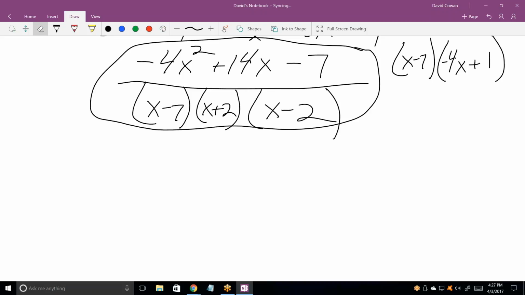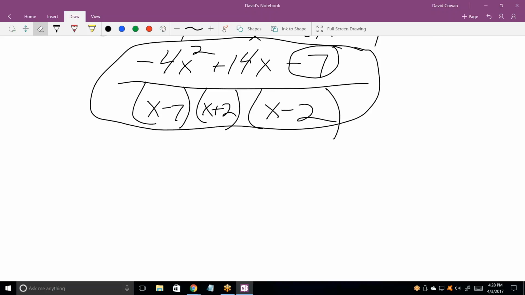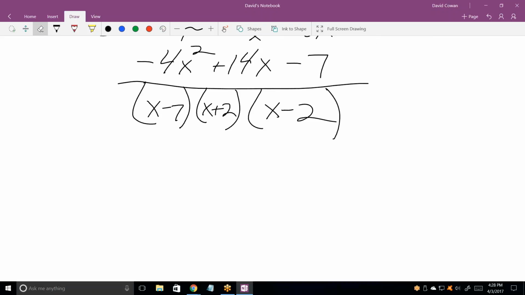The only one I really need to check is the x minus 7, because there's no way x plus 2 or x minus 2 could come out of that factoring. X minus 7 might. If the other factor were minus 4x plus 1, that at least produces the minus 7. But when I check what the other one would have to be, it doesn't work. So that numerator does not factor, as it never does. And this is your final answer.